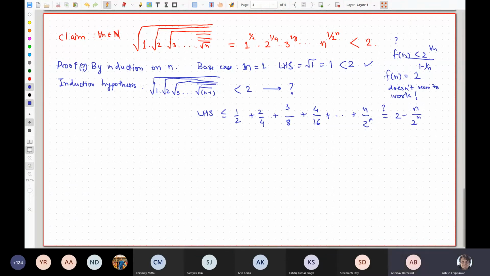Okay, maybe it is. I'll have to verify. So basically what you're trying to say is your fn is 2 minus n by 2 to the power n, and then maybe we don't need induction anyway. Whatever, use induction or use AM-GM, whatever you have, that's fine. So just write out the proof. We are looking forward to seeing it on the discussion forum.